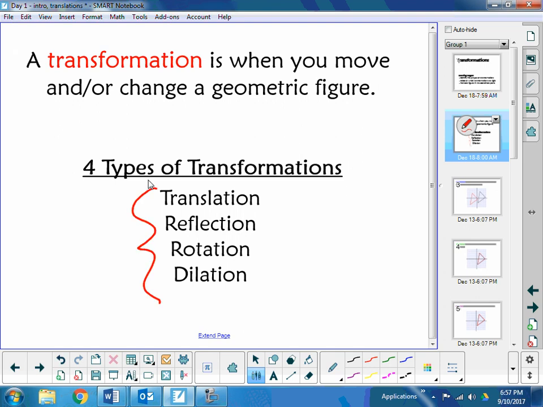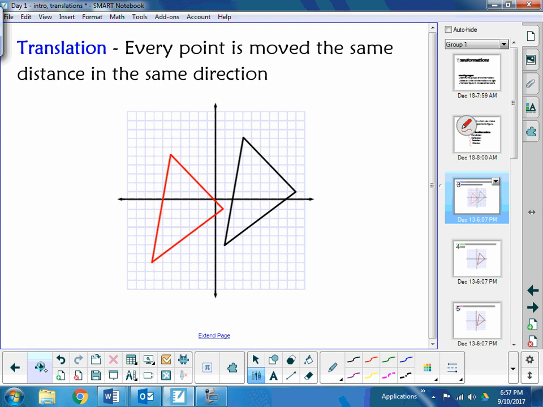There's four different types. We have translations, reflections, rotations, and dilations. I'm sure you've probably heard them as slides, flips, and shrinking, and I can't remember what people call the dilation one. But we already used these names: translation, reflection, rotation, and dilation. So quickly, an overview of those.